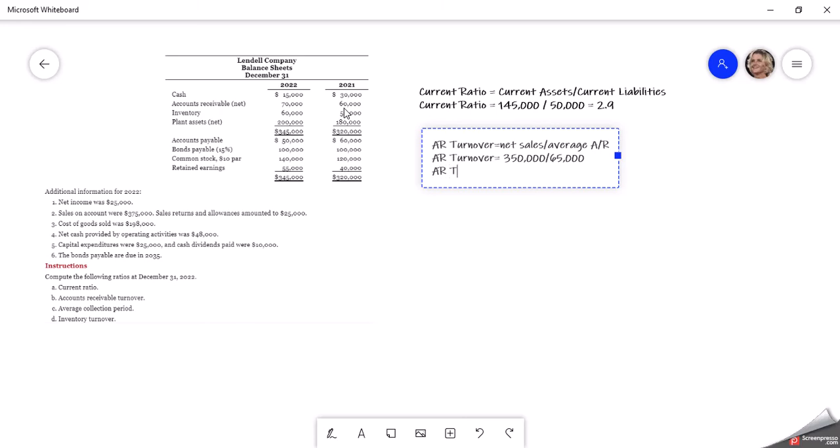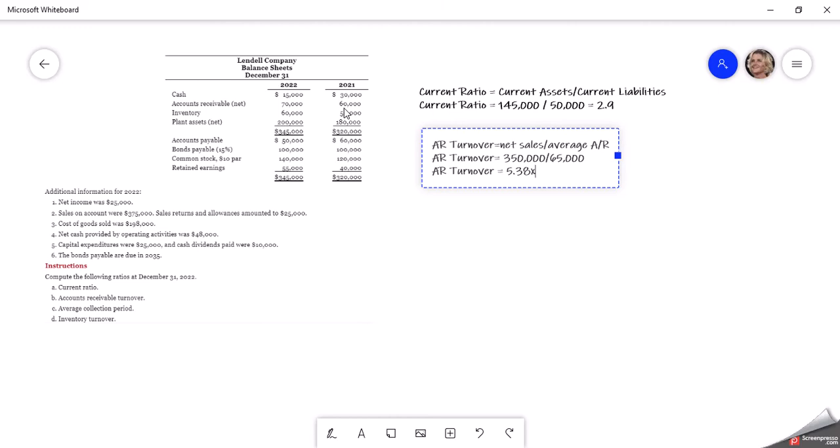So then our accounts receivable turnover will be 350,000 divided by 65,000. And that gives us 5.38. We could round it to the nearest tenth, as long as you go out at least one decimal. And then this is a times. So sometimes you'll see that with an X by it. So it's saying that we turn over 5.38 times a year.